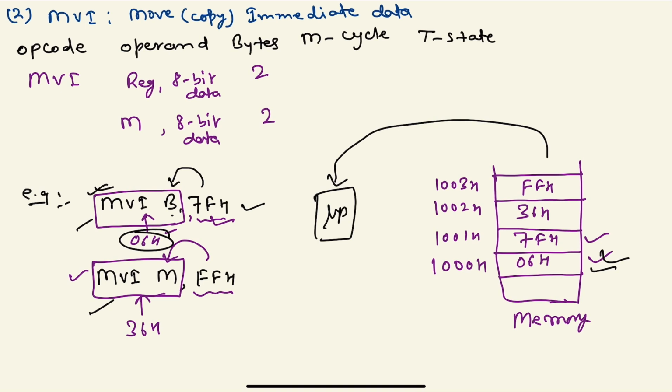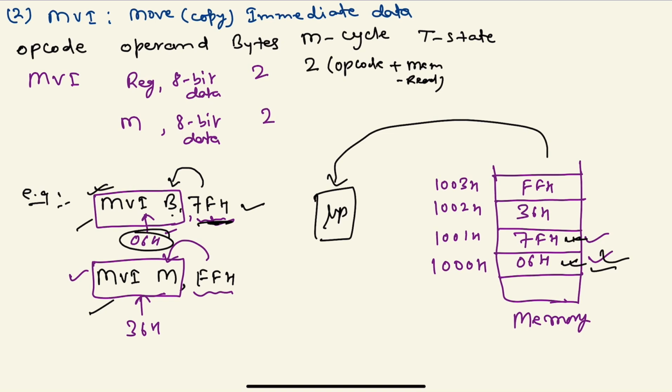So ultimately, by the execution of this instruction, the microprocessor is going to access this memory two times. One is called an opcode fetch operation, reading this 06H as an opcode, and the second operation is a memory read operation, which is equivalent to reading this immediate operand 7FH. So the machine cycles will be 2 and the operations will be opcode fetch plus memory read.